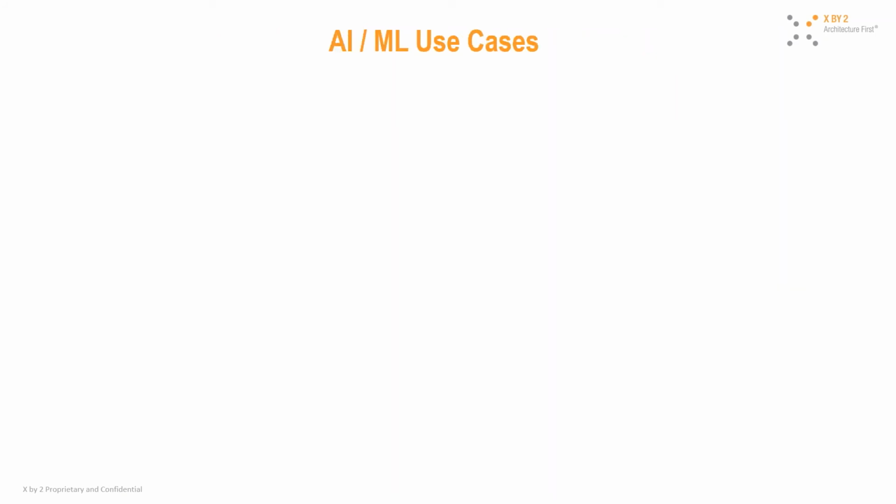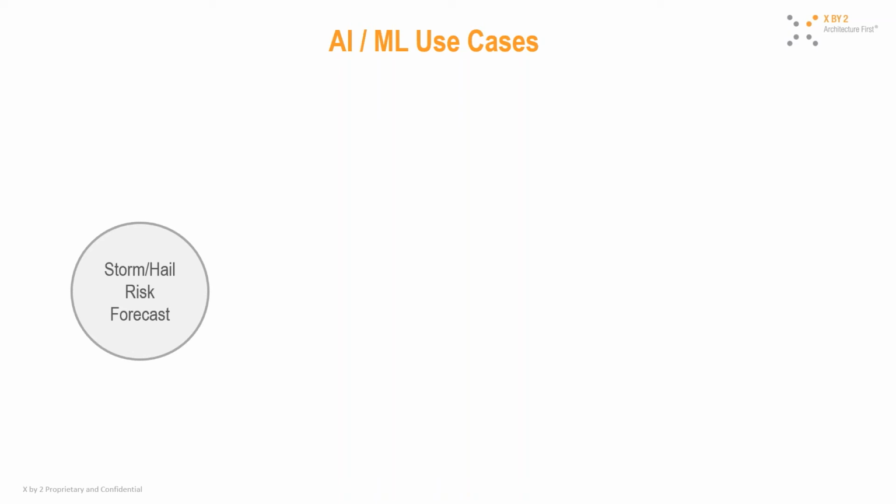So with those problems, architects were challenged to come up with a solution. How do we solve these problems? However, all along, we know that additional use cases were thrown at IT. And these use cases fall under the use case classes of artificial intelligence and machine learning.